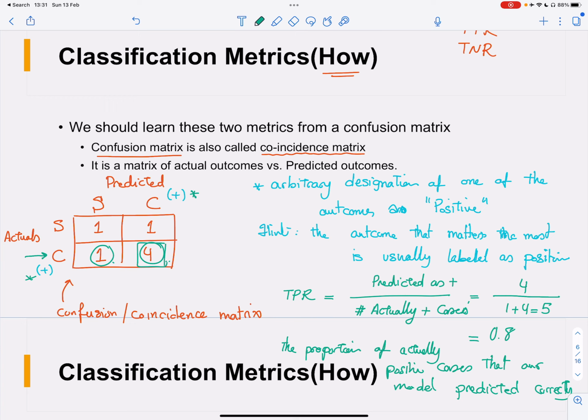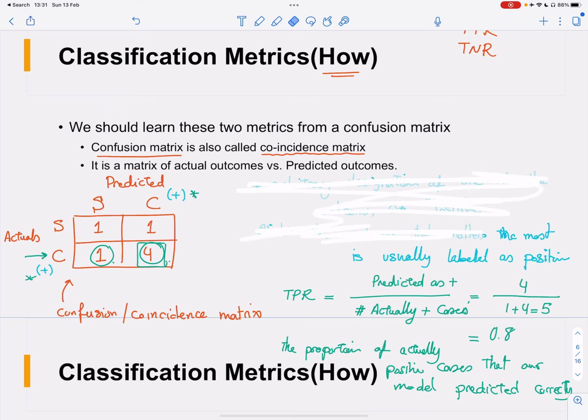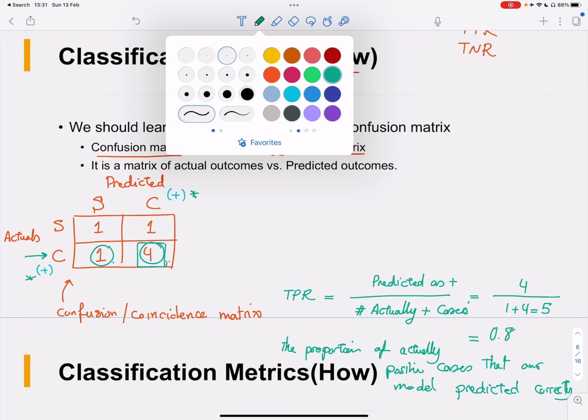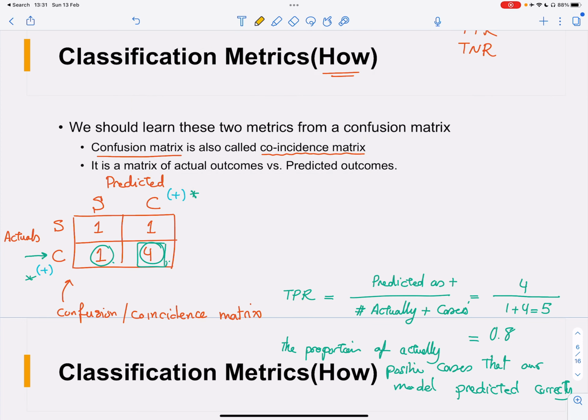What about the definition of true negative rate? It would be exactly the same. So let me clean this one at the top, because you now know that it is arbitrary to label one of the outcomes as positive. And let me use this one. So we can define true negative rate as well.